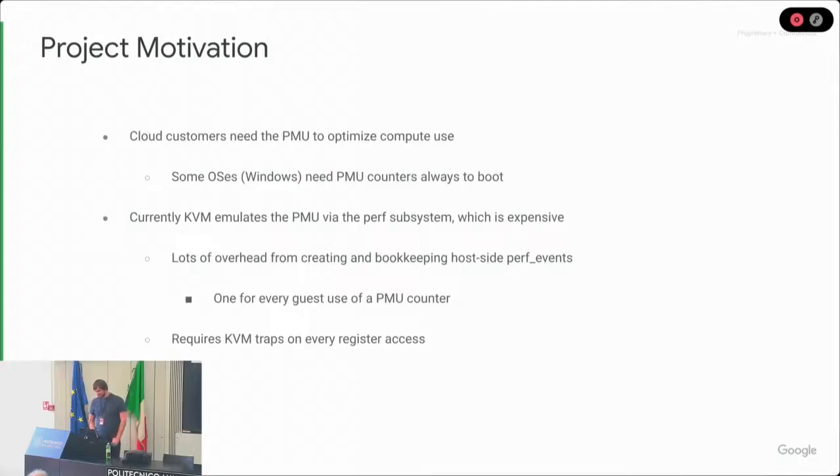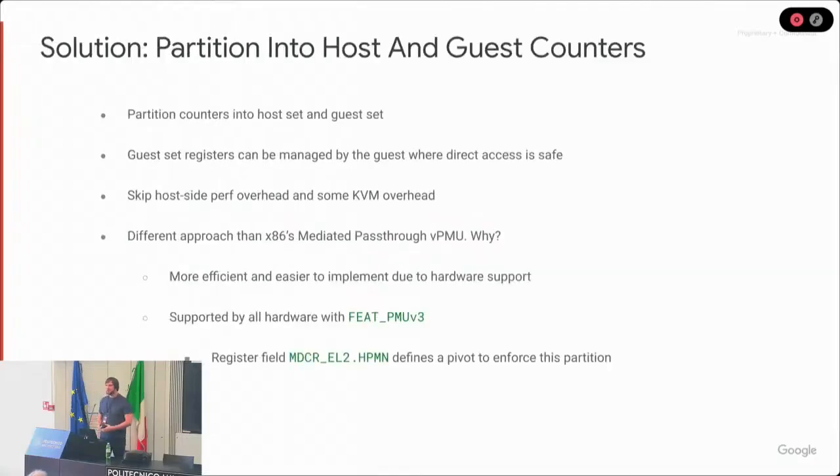So having established this motivation, what can we do about that? So the solution I've settled on is to partition the counters into a host set and a guest set, with the idea being that the host perf can continue to manage the host set of counters, and we reserve the guest set to just be more directly managed by the guest where it's possible to do so. This allows the guest to skip all that host-side perf overhead and some of the KVM trapping overhead as well.